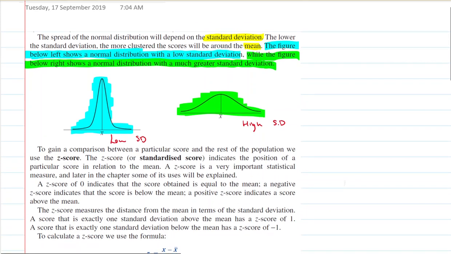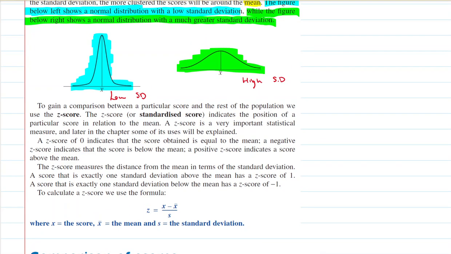The main thing with z-scores is to be able to compare two sets of data and to be able to say that one is more statistically accurate than the other, or maybe one has more of a strength than another. The z-score indicates the position of a particular score in relation to the mean, and this is with reference to the standard deviation that's calculated for that set of data.